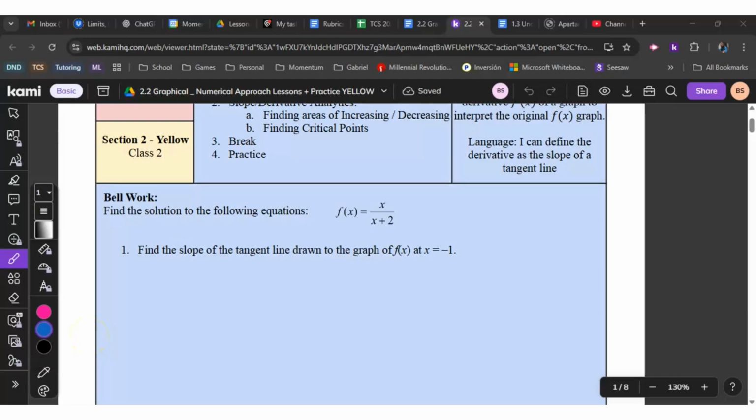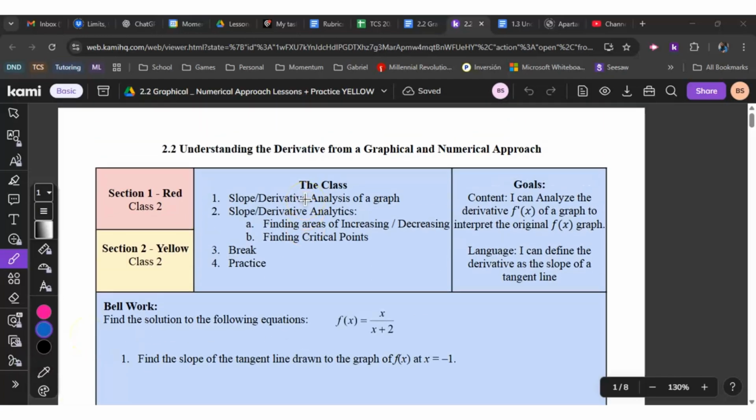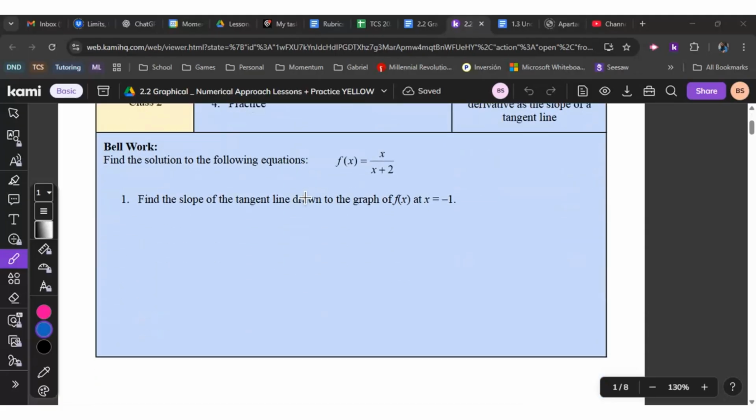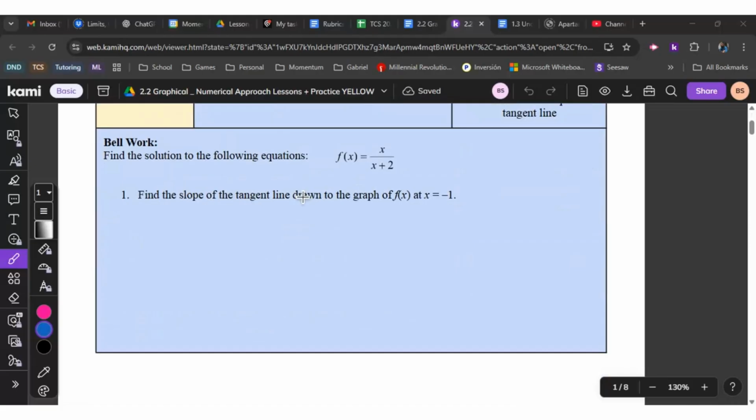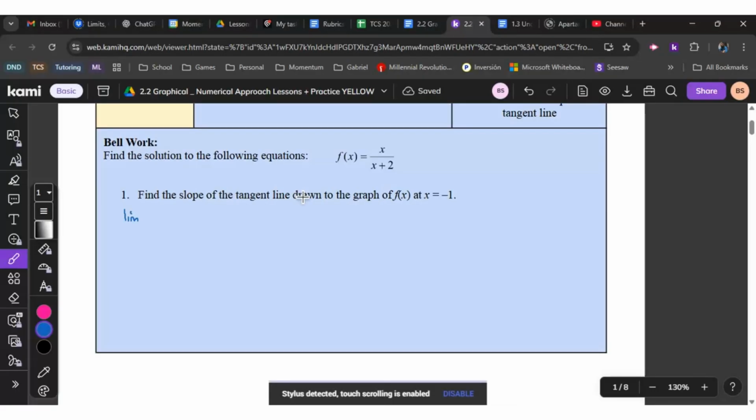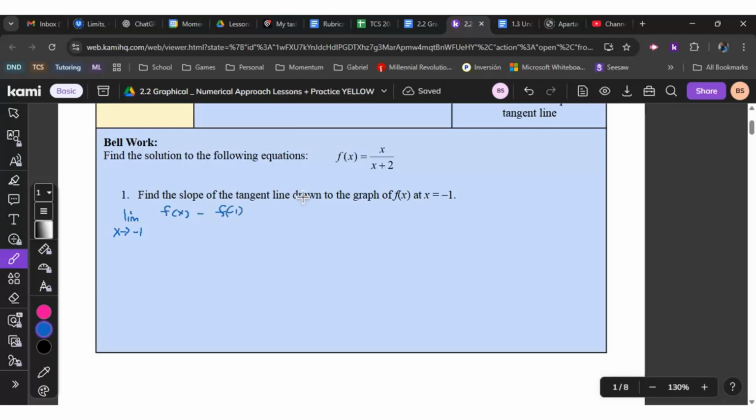All right, so what we're gonna do here is look at a graphical and numerical approach to these. For this one, if I want the slope, what that really means is that I'm looking for the derivative, right? And we remember that the derivative was when we found the limit as h approached 0, or if we wanted a specific one, might as well practice it, as x approached -1 of f of x minus f of -1 over x minus our x value, so minus -1.